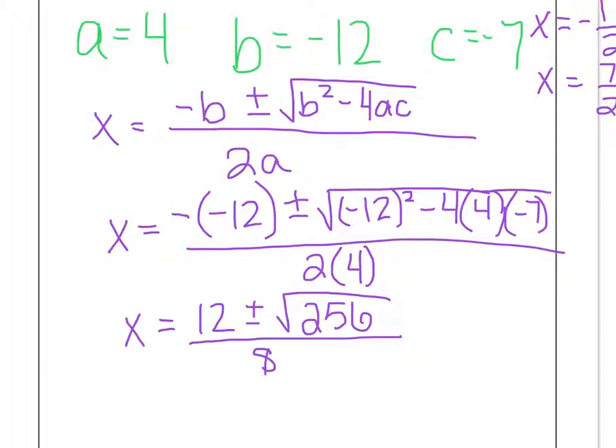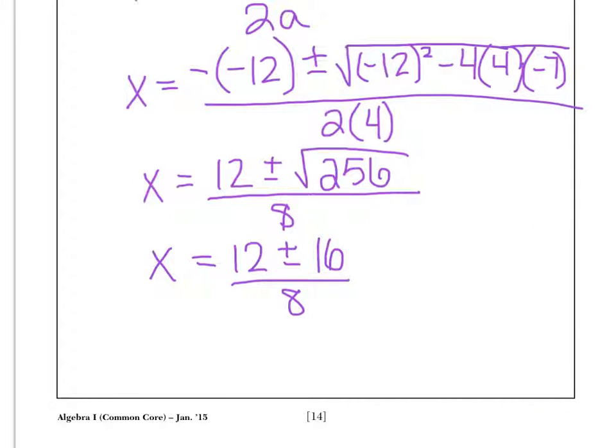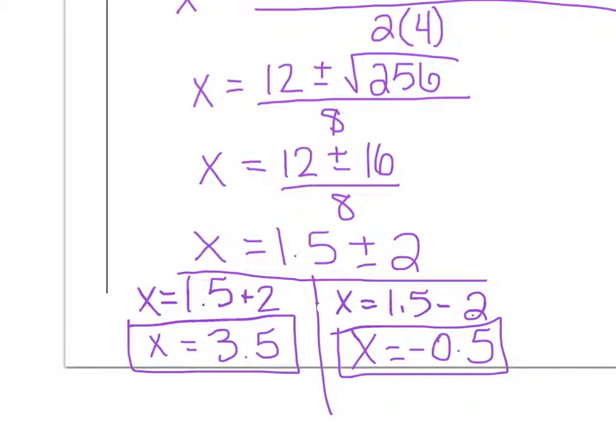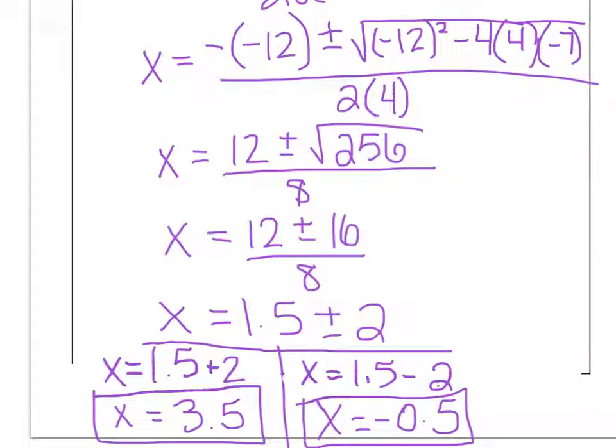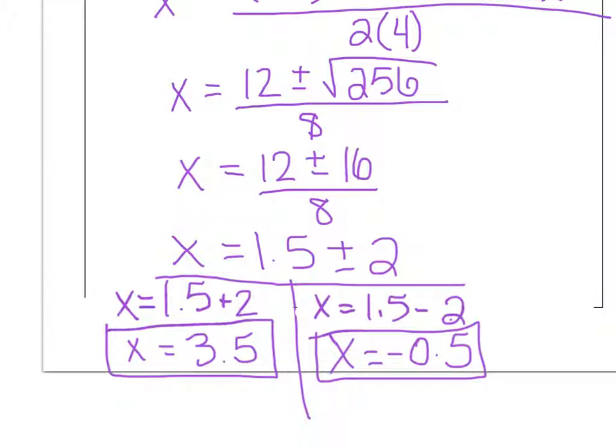Next, I'm going to take the square root of 256 because it is a perfect square. Then I'm going to divide 8 into 12 and 8 into 16. So I end up with two problems. x is equal to 1.5 plus 2 and x is equal to 1.5 minus 2. So when I calculate that, I end up with x is equal to 3.5 and -1/2, which of course is the same as what we found up above here. Up top, our calculator wrote them as fractions, and it's definitely okay if you had those as 7/2 and -1/2.